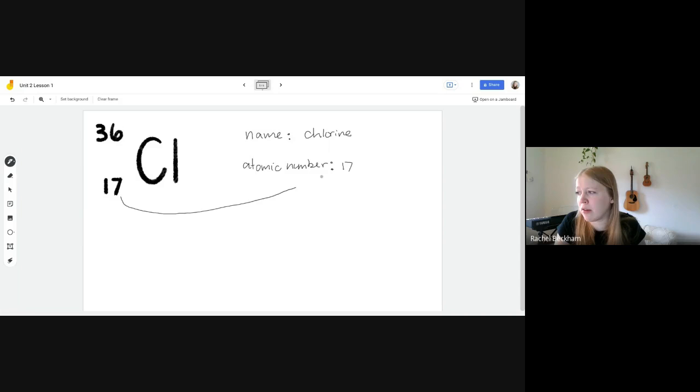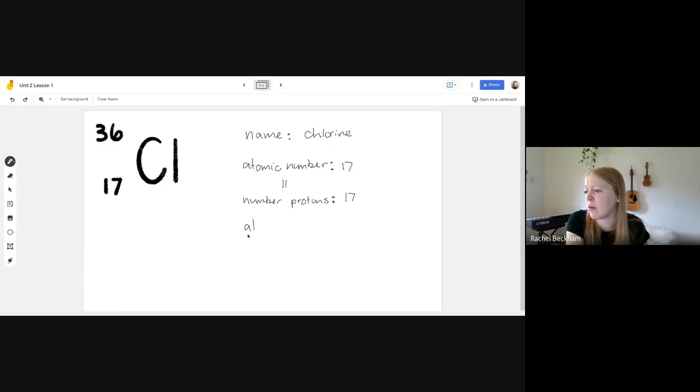The atomic number is always what's on bottom for isotopic notation. So the number of protons here, if I asked you how many protons does this have? The answer would also be 17 because the atomic number is the number of protons. It's the same thing. If I asked you what is the mass number of it, the mass number would be 36 because the top represents the mass number. You do not look at the average mass in the periodic table when we ask you for the mass number. You look at the picture and you look at what's on top.